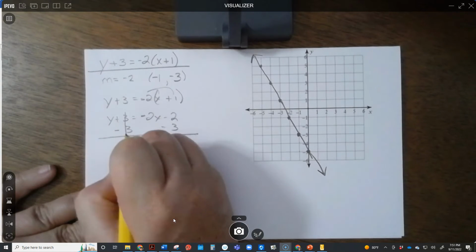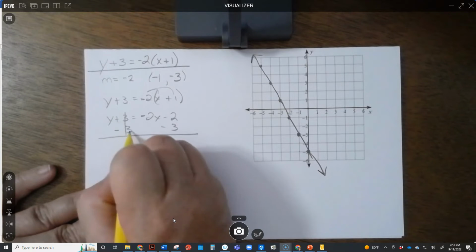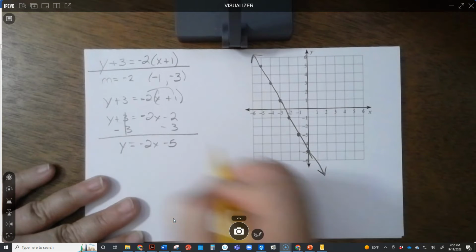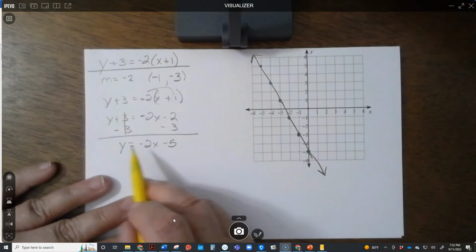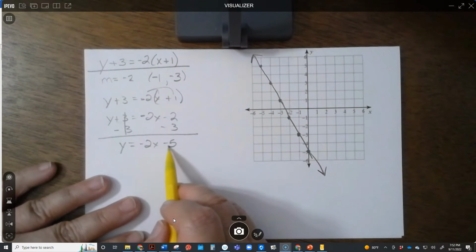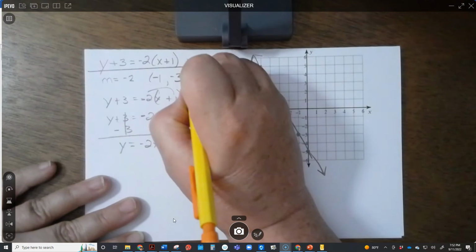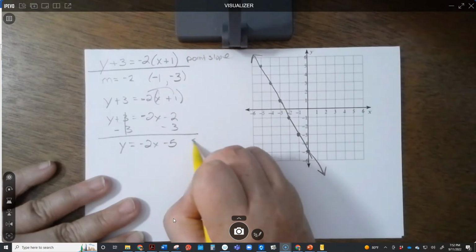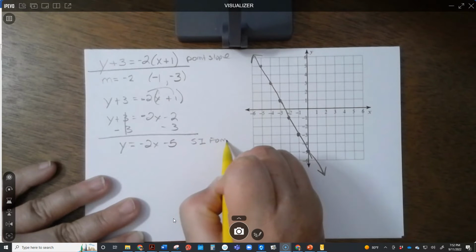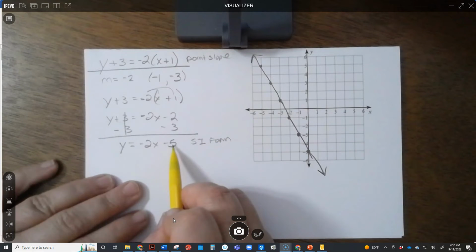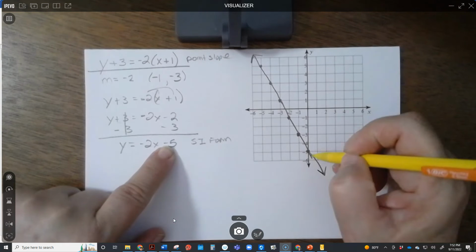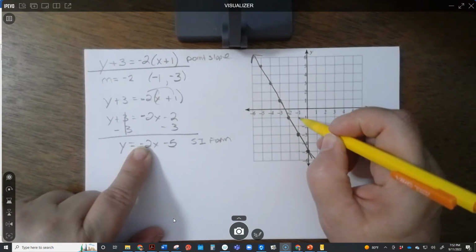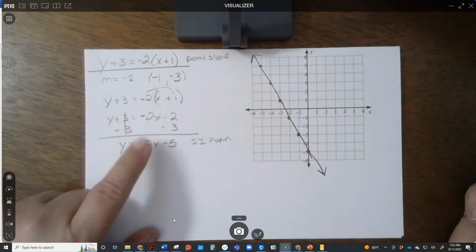So we do the opposite of add 3. We subtract 3. That gets the y by itself. -2x minus 5. And we can check to see if the graph of this slope-intercept form, this right here is point-slope form. Point-slope. This is slope-intercept form. And we can see that the y-intercept is -5. There it is, -5. And then we rise 2, run 1, rise 2, run 1. So it has the same slope.